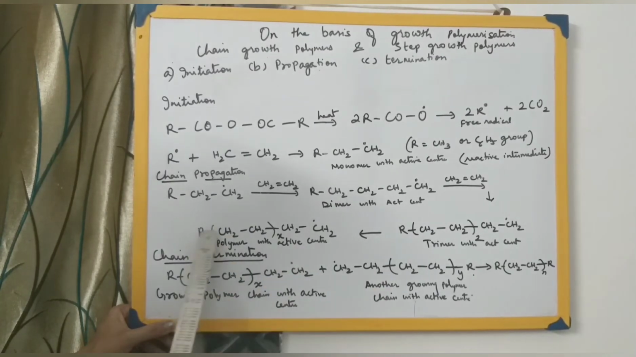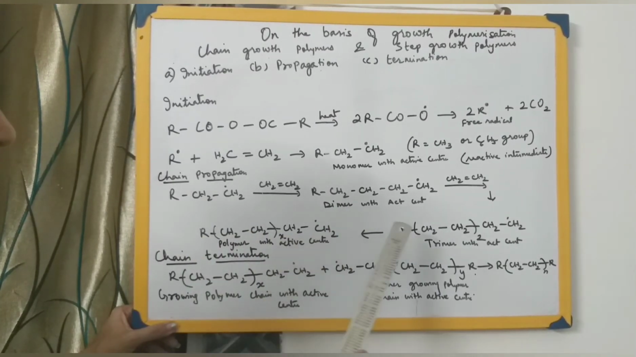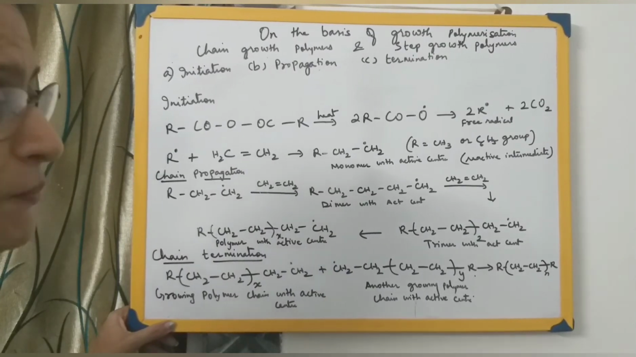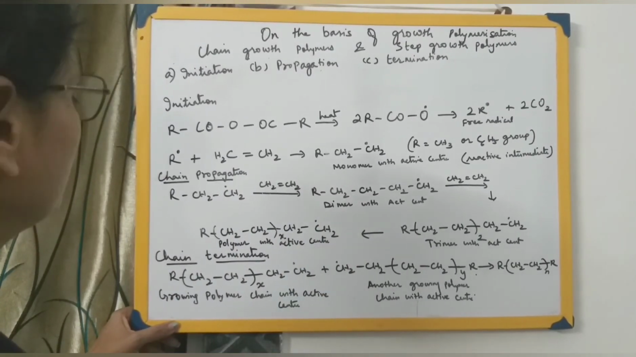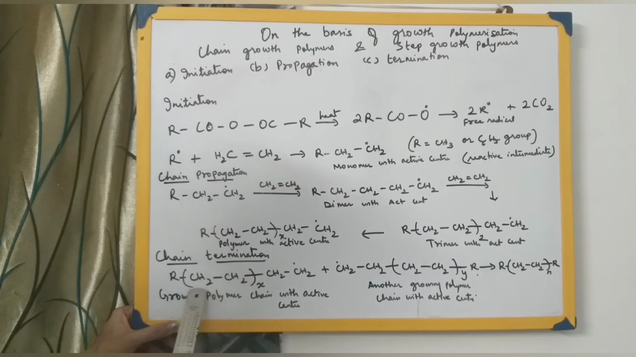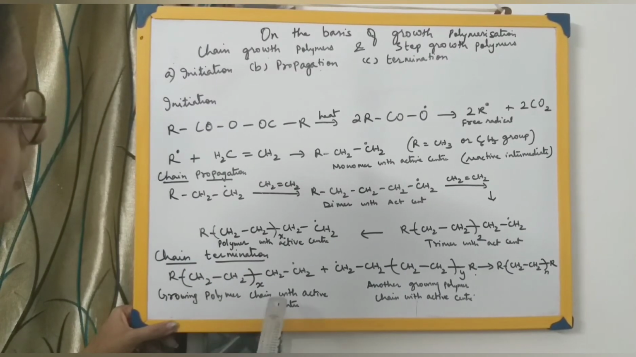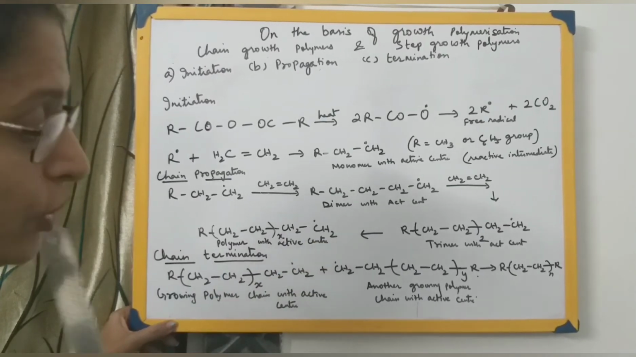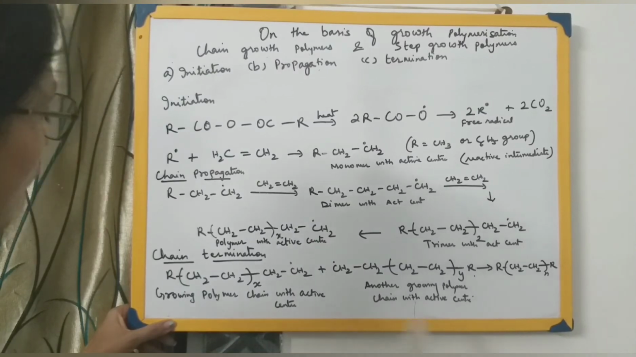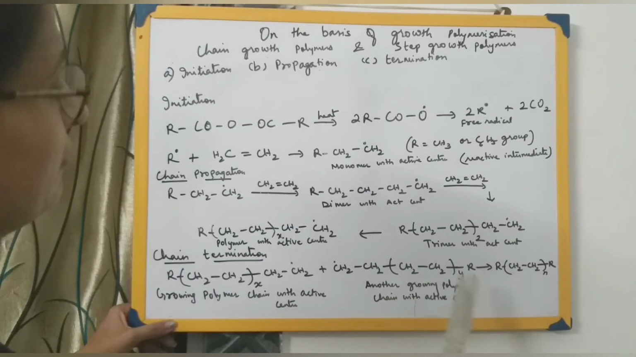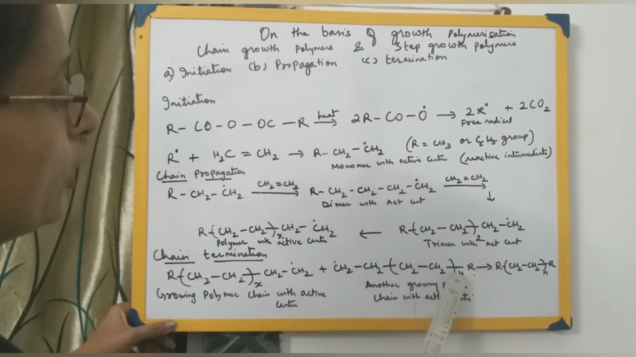So this is R, CH2, CH2, and we are showing it as X instead of 2, that is X number of times, and this CH2 with an active center over here. If we are not stopping it, this will go on and on, but we have to stop it. So we come to the last step, that is chain termination. This is a growing polymer chain with active center. It is a polymer, but it is going on growing, it is not stopping. So we take another growing polymer chain with active center and treat it with this one.